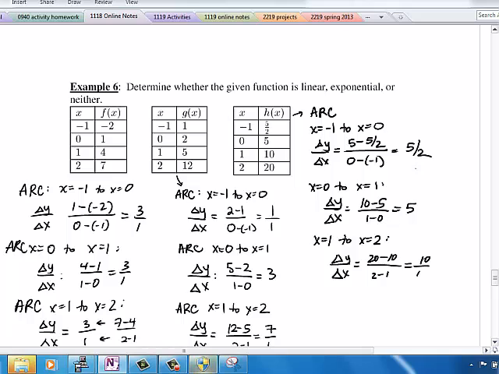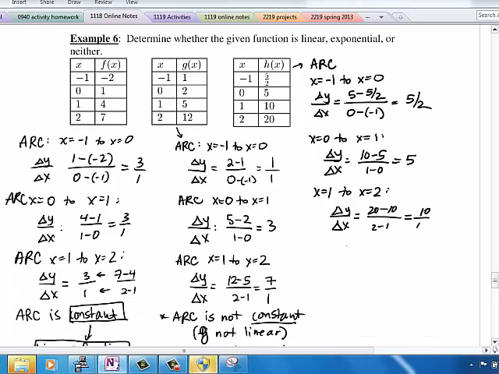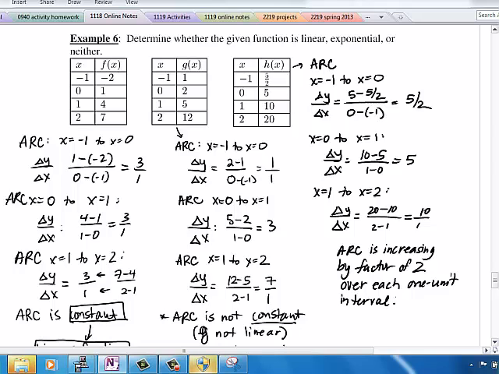This time we doubled on the first interval and then doubled again on the second interval. So in this case, the average rate of change is increasing by a factor of 2 over each 1 unit interval. Which means the function h is exponential with base 2.